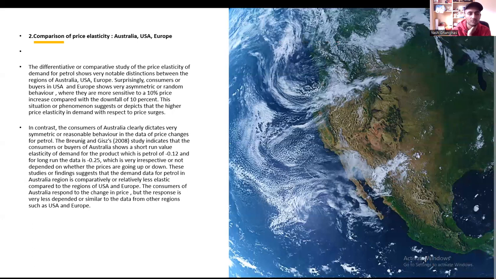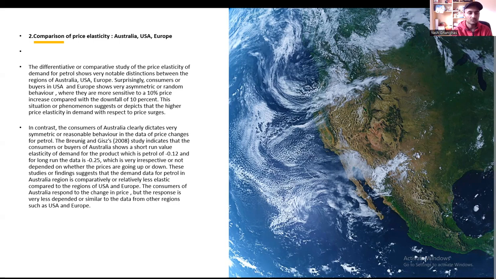And for the second question, we are going to compare the elasticity between Australia, US, and Europe. So these are the three regions, and now we are going to compare those things. The comparative study of the price elasticity of demand for petrol shows very notable distinctions between the regions of Australia, US, and Europe. So there are some differences in regions. USA and Europe show some similar records, while Australia shows its own data, not similar to those. So they are kind of different in some ways.